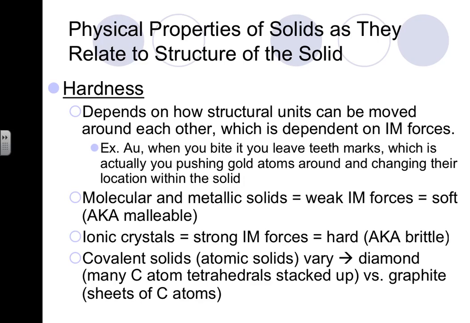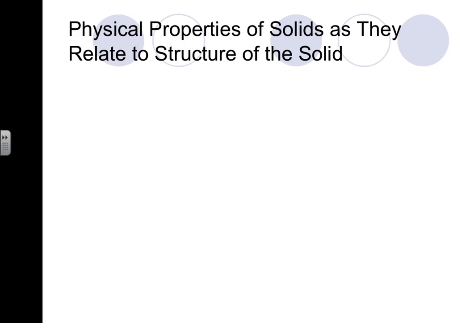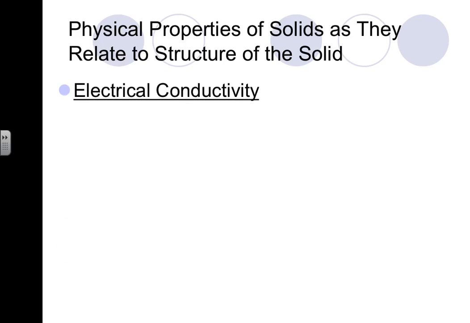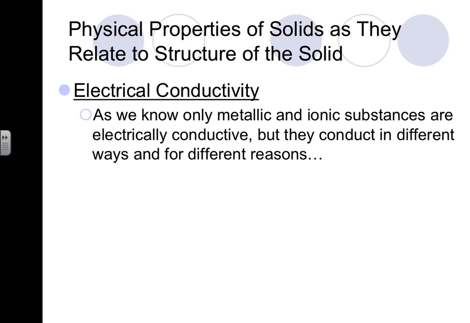So from hardness, we go to one other physical property that we need to talk about, which is electrical conductivity. You should know well that metallic substances are, of course, electrically conductive, and also ionic substances when they're dissolved in water. So aqueous ionic substances are electrically conductive also. But as it says here, they conduct in different ways and for different reasons.